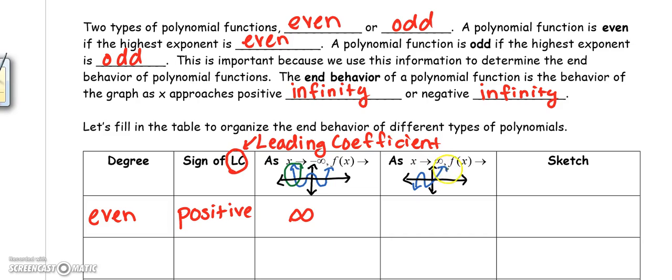And so if we're talking about x going to positive infinity, we're talking about the right arrow. So if we have an even polynomial with a positive leading coefficient, as x goes to infinity, f of x will also go to infinity. So a sketch of this specific example could be something like this. Both ends are going to be pointing up.